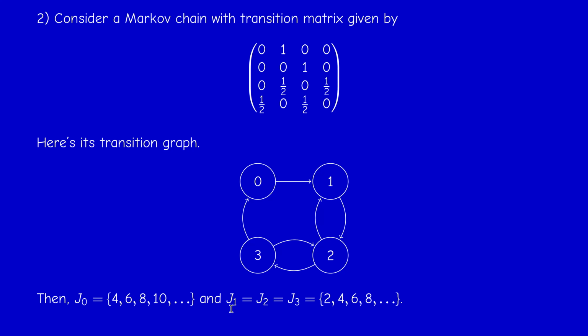Now, if you consider state 1, there is a cycle of length 2 from 1 to 1, for example. And there are cycles of length 4, okay, 1, 2, 3, 0, 1, and of length 6 and of length 8. But there are no cycles of odd length, as you may check. So J1, and same thing for 2 and 3. So J1 is 2, 4, 6, 8. Here we see that all states are the even numbers except 0. Okay? But it's not necessarily true that J0 consists of just multiples. It's not true.